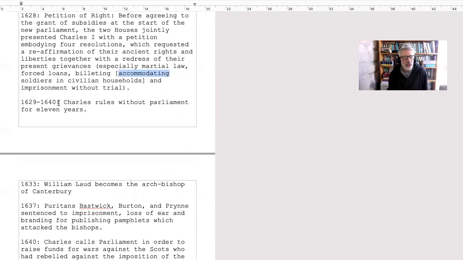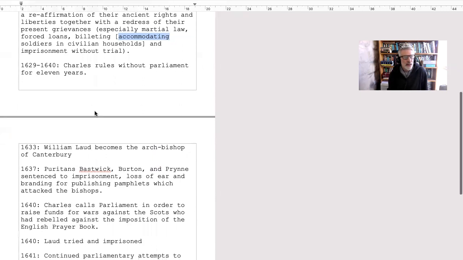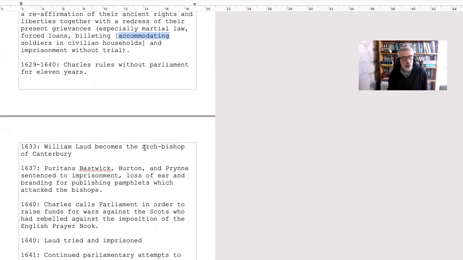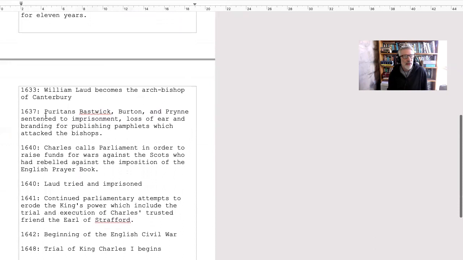This is what some leaders would like to do today, and some leaders actually do today. Charles rules without the Parliament for 11 years. In 1633, William Laud becomes the Archbishop of Canterbury. That guy also was very Catholic-leaning. In 1637, you've got all these Puritans who are punished.